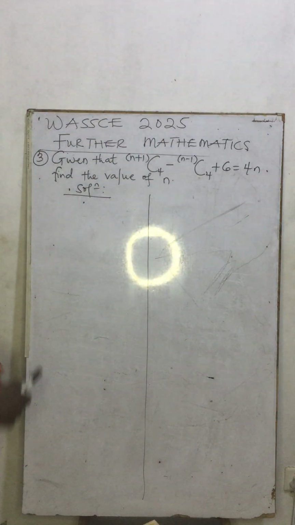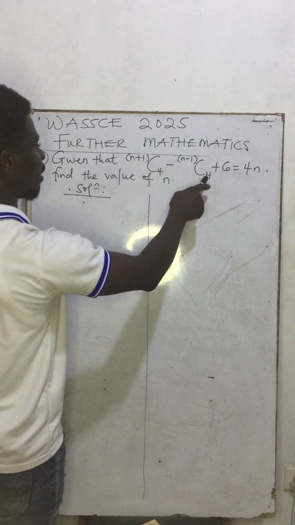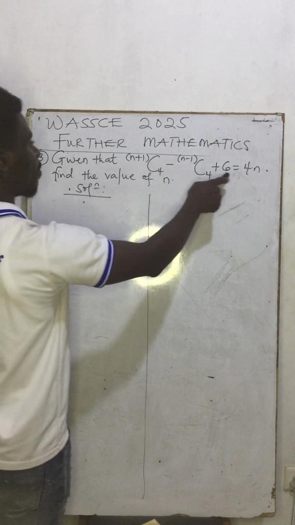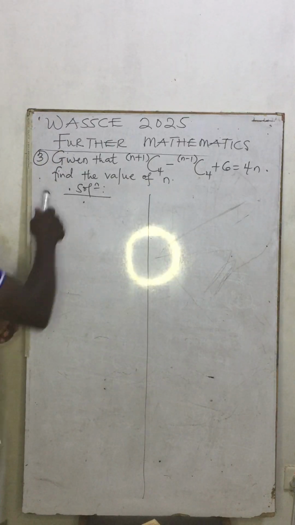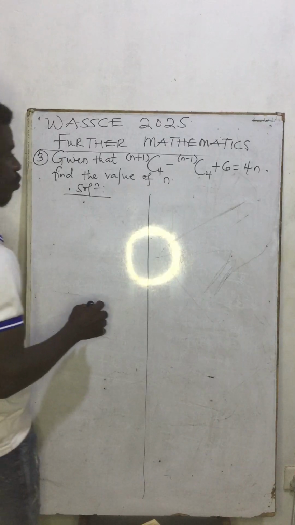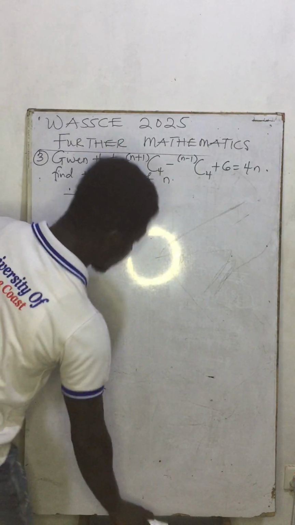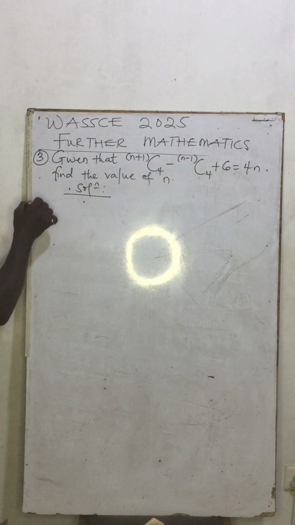Very simple topics. Alright, so let's see. Given that (n+1) combination 4 minus (n-1) combination 4 plus 6 equals 4n, find the value of n. So now, in general, we have to note, let me clean my line so that I'll get more space to solve this.